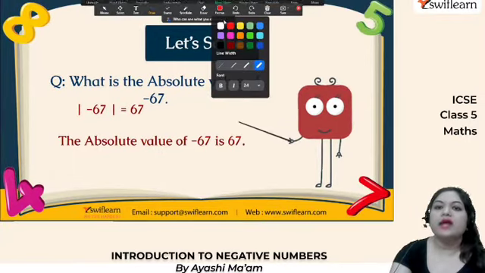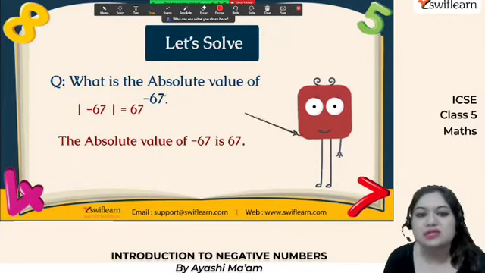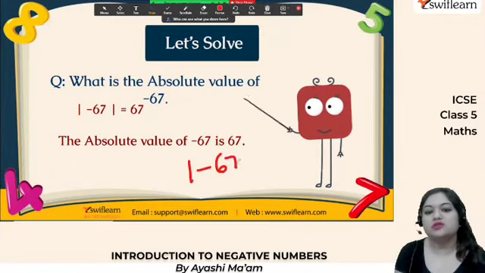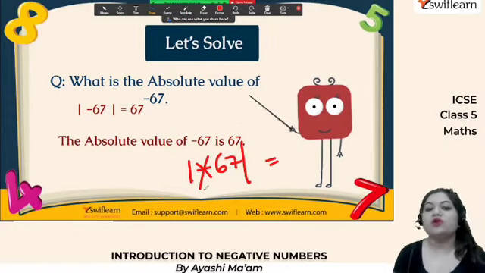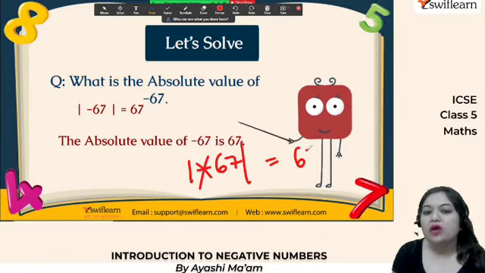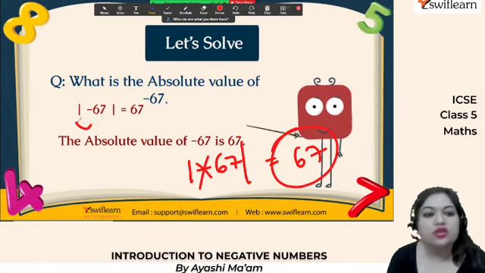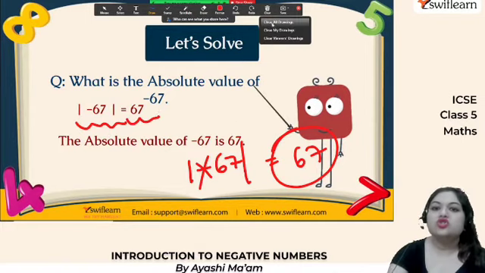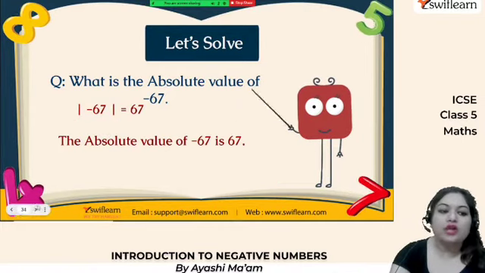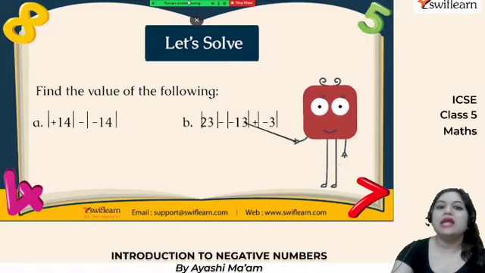For example, find out the absolute value of -67. That means we need to do this, right? Absolute value of -67. Simply forget about this minus sign and write down only 67. So absolute value of -67 will be only 67. Okay. So you only need to write down the value and you need to omit that negative sign.